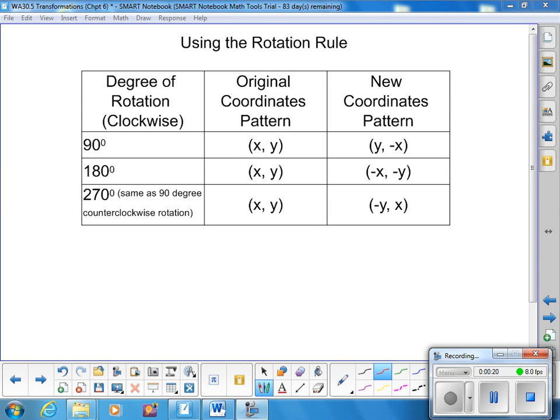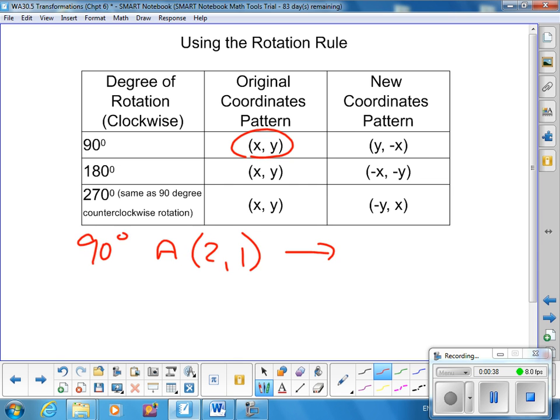If you take your original pattern for your original point, so X and Y, we're going to try 2 and 1 point. And we are going to rotate it 90 degrees. So our new pattern means that we're going to take our X, make it negative, and put it in the back place of our coordinate point, and the Y moves to the front. So our new point is actually 1 and negative 2.